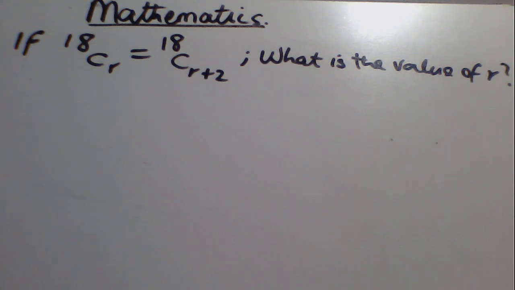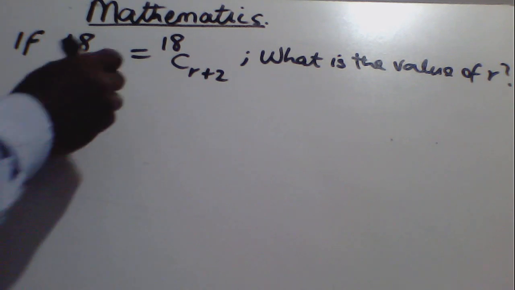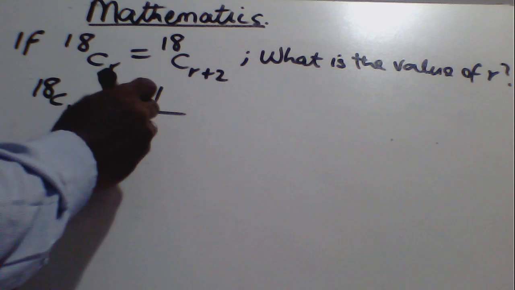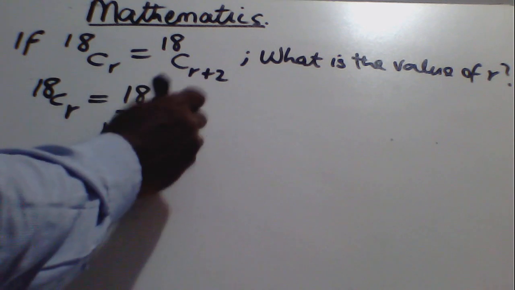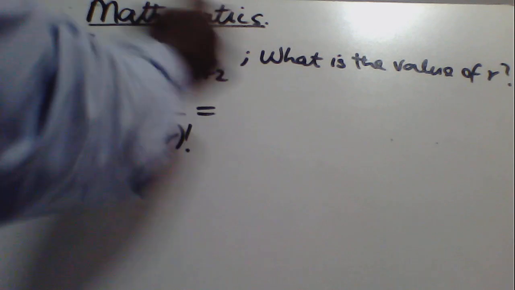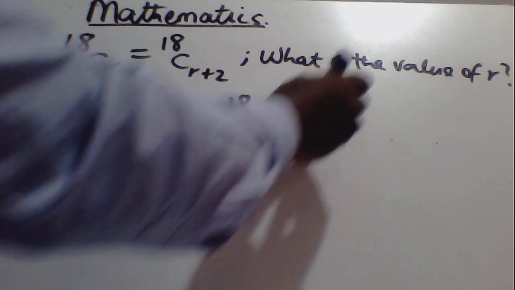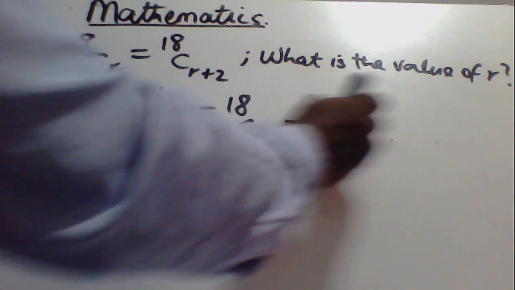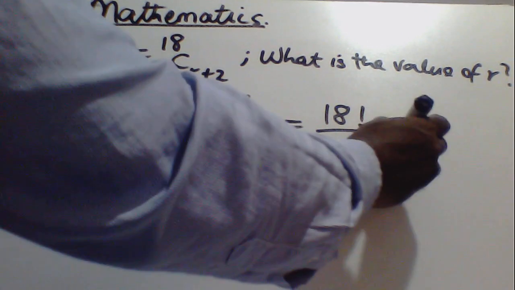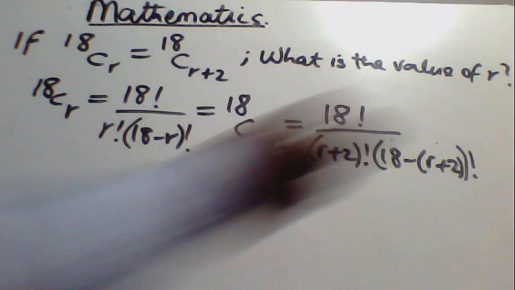The first thing is you should know that 18 combination R is equal to 18 factorial over R factorial times (18 minus R) factorial. And this gives us the formula for 18 combination R plus 2, which is equal to 18 factorial over (R plus 2) factorial times (18 minus (R plus 2)) factorial.